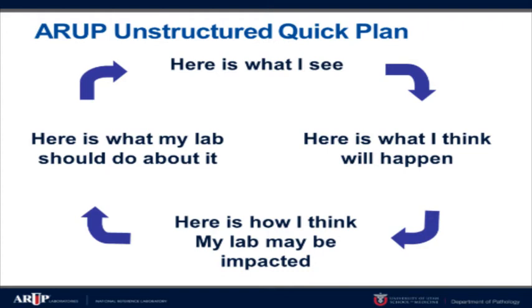More tests. 16 million more people are going to have tests done. So that's going to really, really help ARUP. So what should we do about it? Should we hire more people, build more buildings, put in more equipment? That's 16 million people. That's a huge percentage of the population that now has insurance that didn't before.